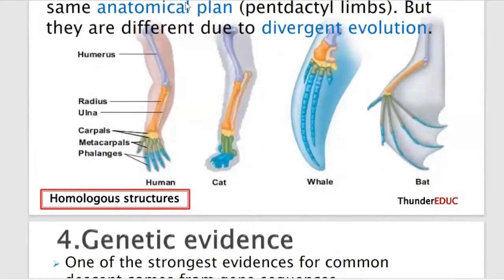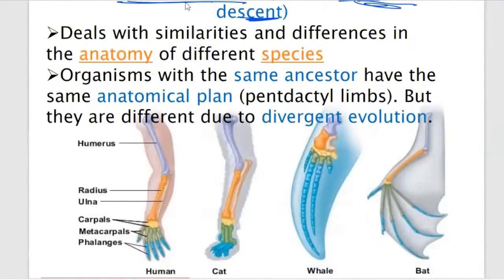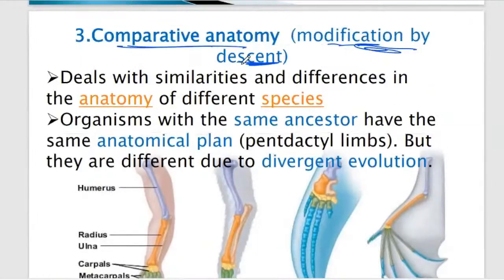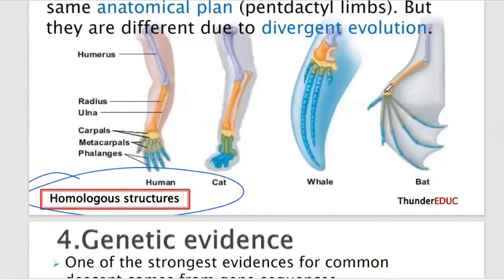Sometimes they ask you these structures, whereby you're supposed to tell us that these structures are called homologous structures. So if they ask the process, then it's going to be modification by descent or comparative anatomy. But if they ask you the structures, which is under here, we call it homologous structures.